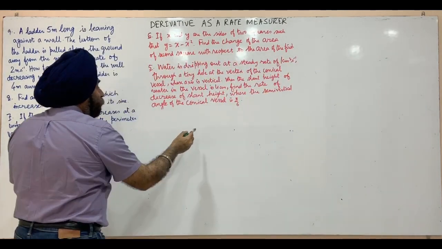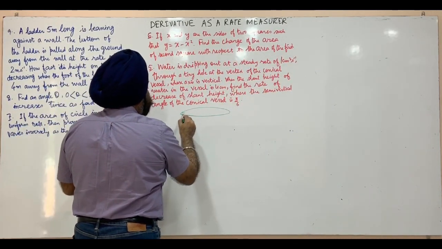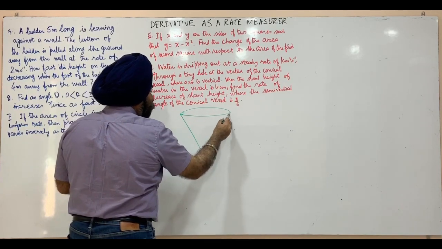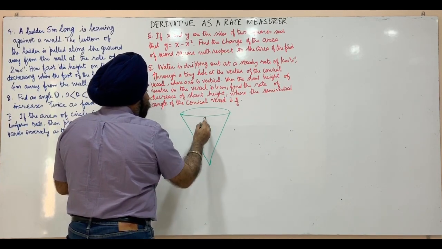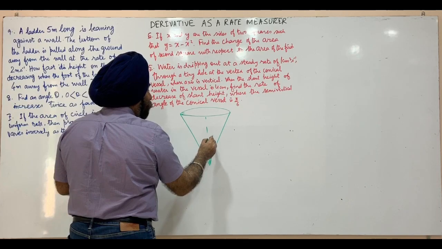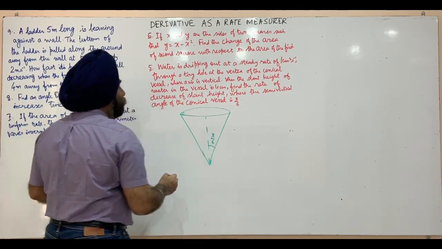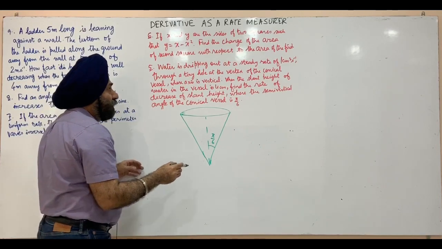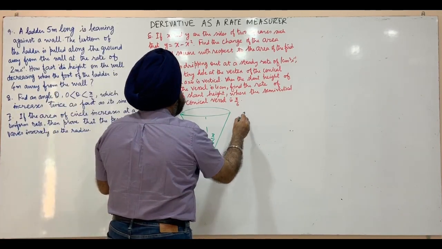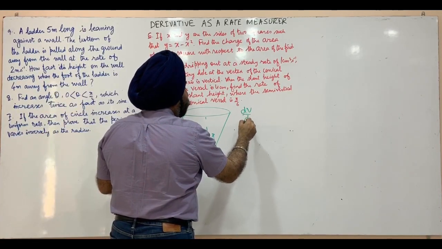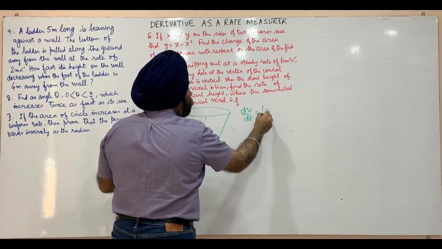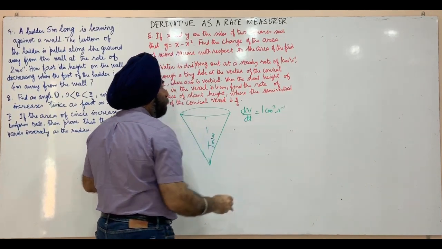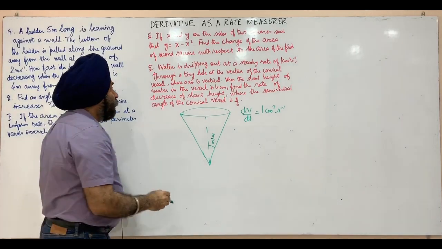So this is, let's say, the conical vessel. This angle is the semi-vertical angle, given as pi by 6. Water is dripping out at the rate of 1 centimeter cube per second. This is dV by dt, 1 centimeter cube per second. There is a hole here at the vertex.